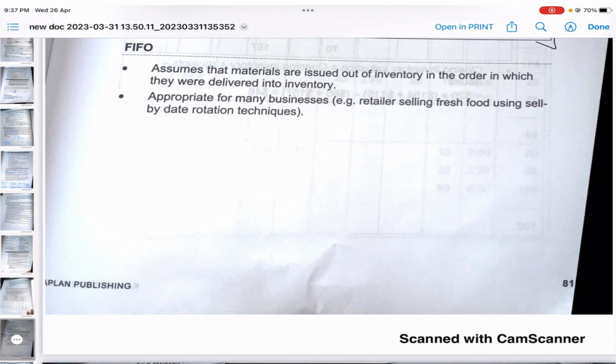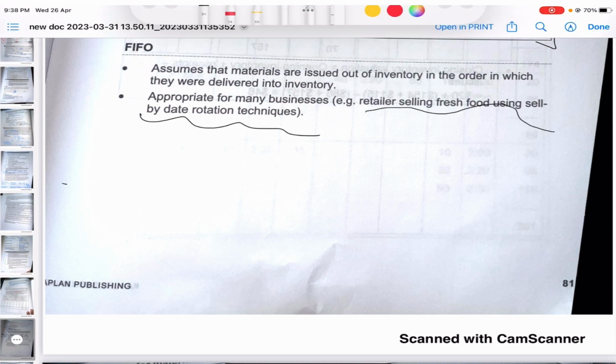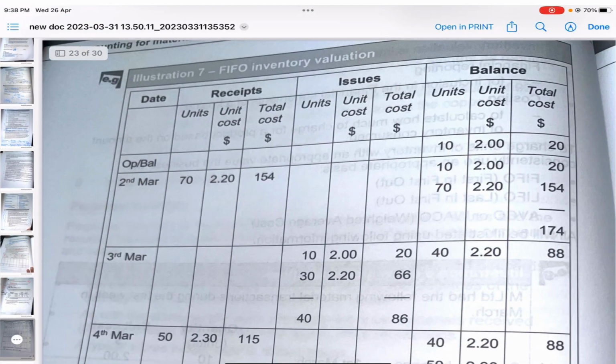FIFO, first in first out, assumes that the materials are issued out of inventory in the order in which they were delivered into the inventory. It is appropriate for many businesses, like retailers who are selling fresh food using sell-by dates or rotation techniques. Look at this. In a FIFO, how is it going to look?